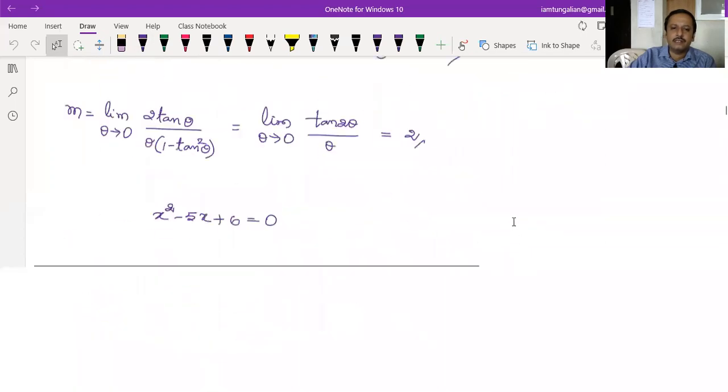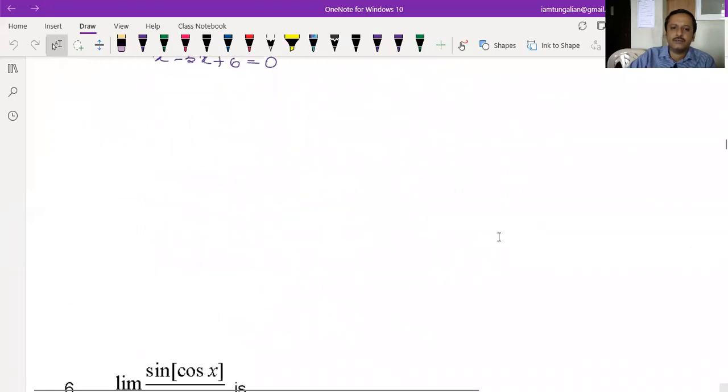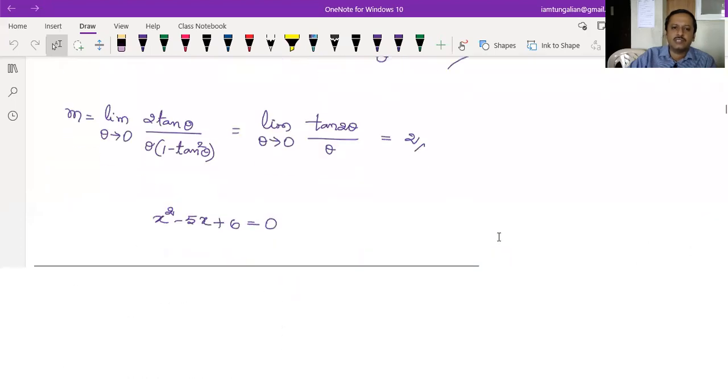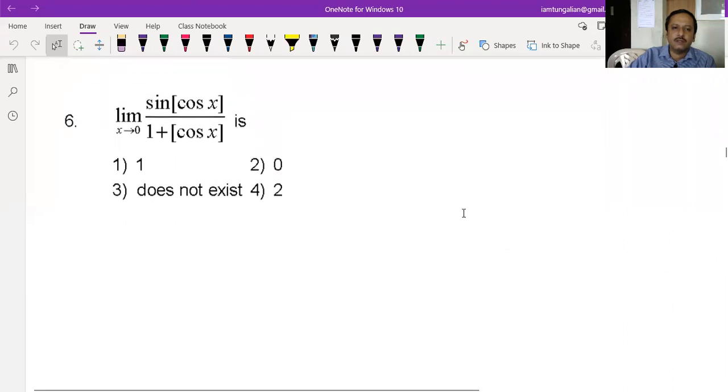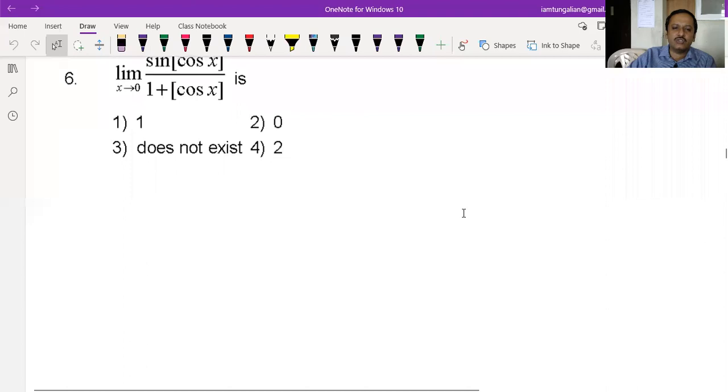Then let's go to the next question. The next question is question number 6. Limit x tends to 0, sine of step of cos x divided by 1 plus step of cos x is.